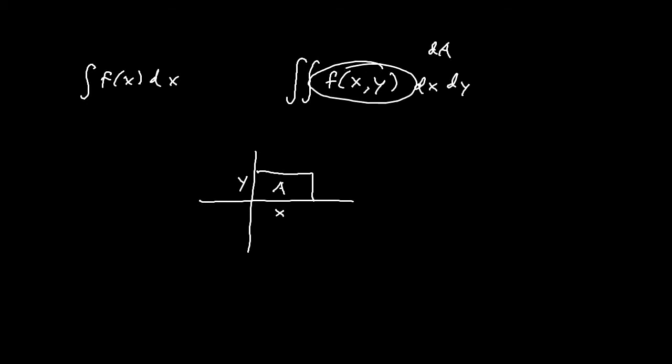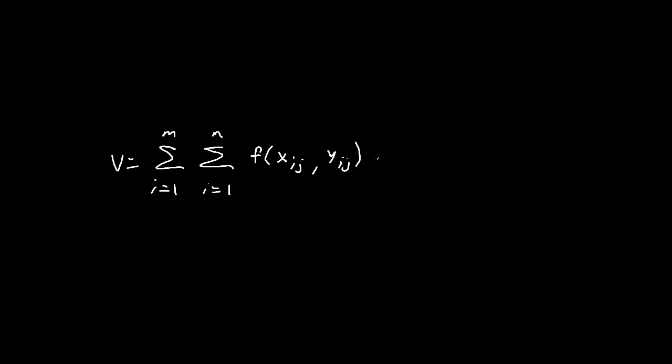So in this video, we'll be basically using Riemann sums in order to estimate the volume of the solid, or estimate the double integral. Now, using Riemann sums, the formula for the volume of the solid is going to be: the volume equals the sum from i equals 1 to m times the sum from j equals 1 to n of f of x sub ij, comma y sub ij, and then times delta A.